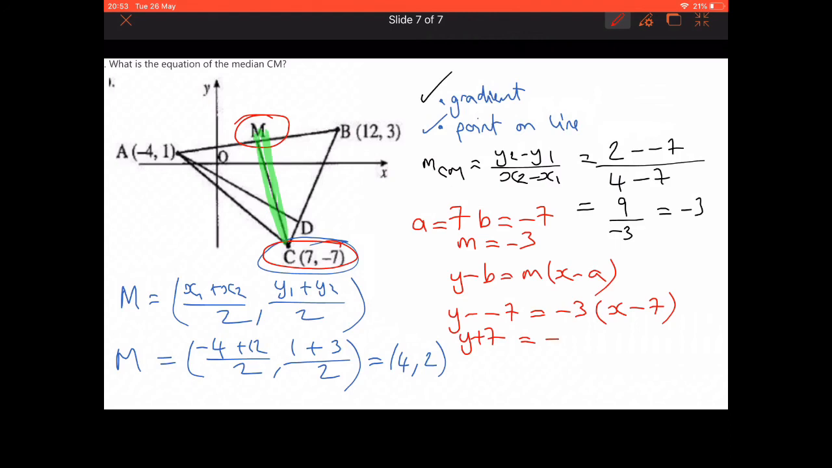So if we multiply that out, negative 3x plus 21. And I'm going to put it into the format y equals mx plus c. So I'm going to subtract 7 from each side. So y equals negative 3x, and that will be plus 14.